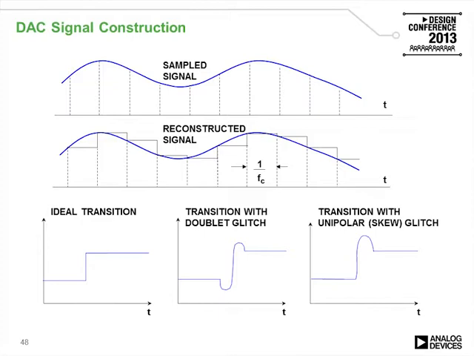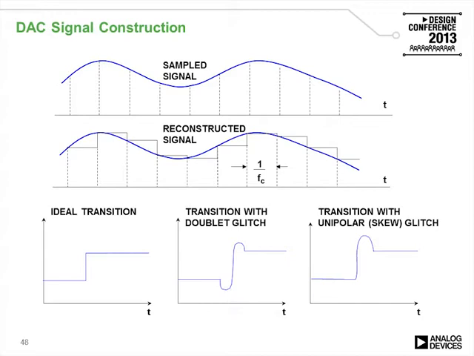What happens is we integrate the individual levels, which we're showing in the reconstructed signal where we have the boxes. The boxes are what the actual output of the DAC will look like. We put that through a smoothing filter and we get the analog output.